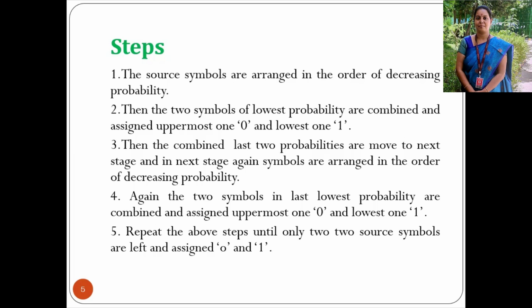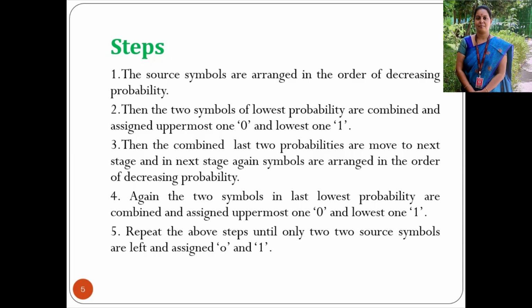The two symbols with the lowest probabilities are combined, and the uppermost one is 0 and the lowermost one is 1. So this is the fourth step. Then the fifth step: repeat the same steps until only two symbols are left, and assign the uppermost one 0 and the lowermost one 1. Once only two symbols are left, we can stop the process. So these are the steps involved in Huffman coding.